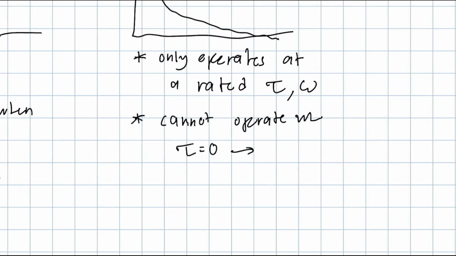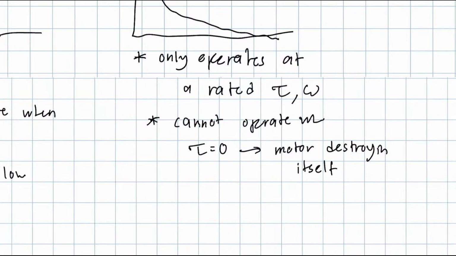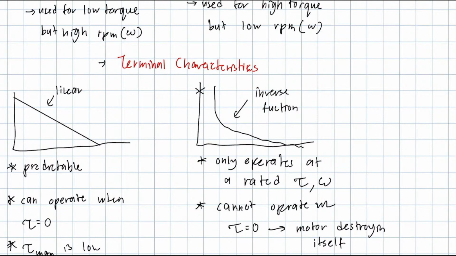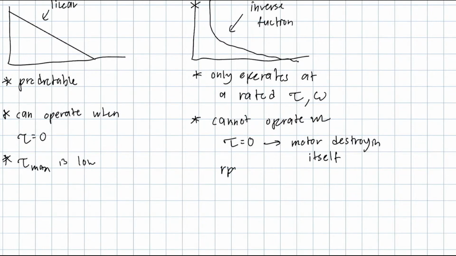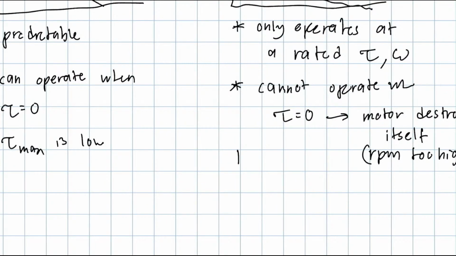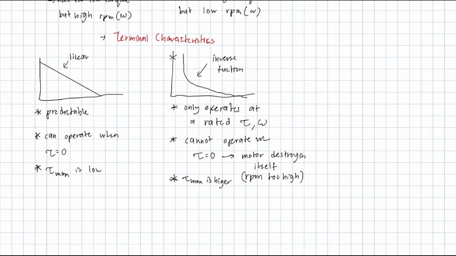This will lead to the motor destroying itself. Because it does not coincide at when torque equals 0. So its RPM is very high. Its RPM is too high. That's why it will self-destruct. Then usually the series one's T max is higher. So okay, that's the difference.